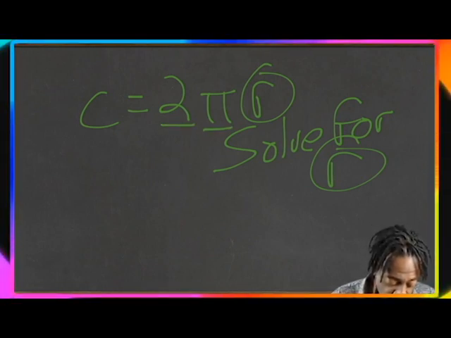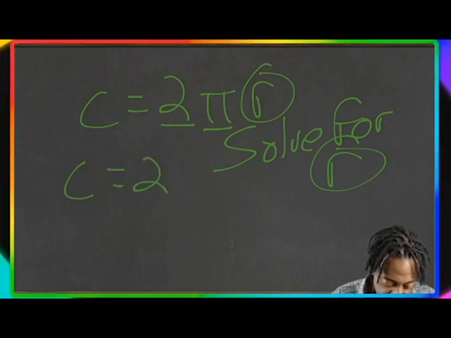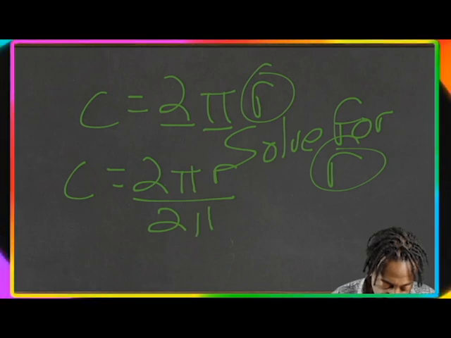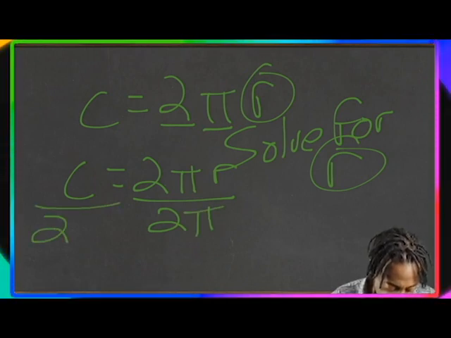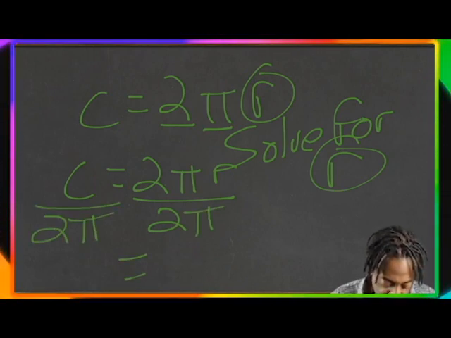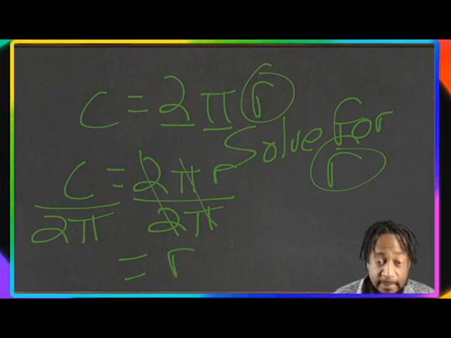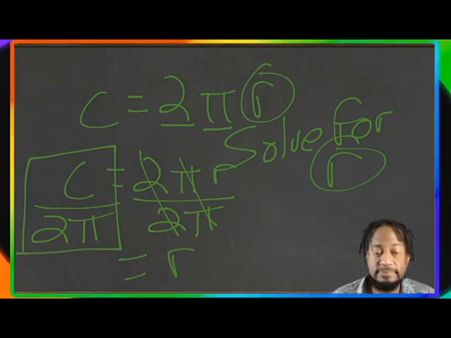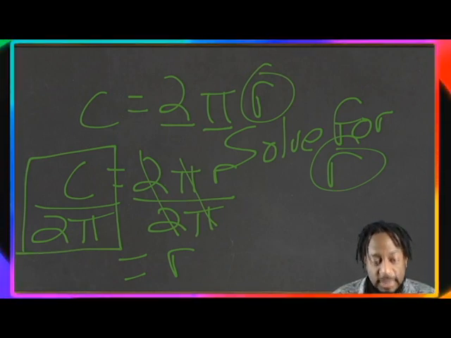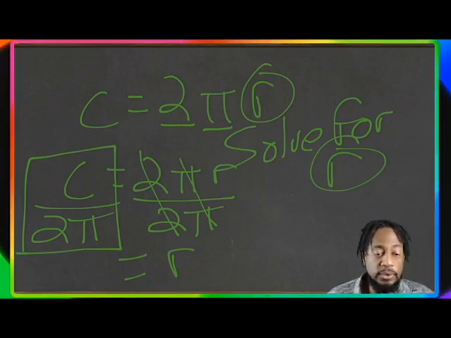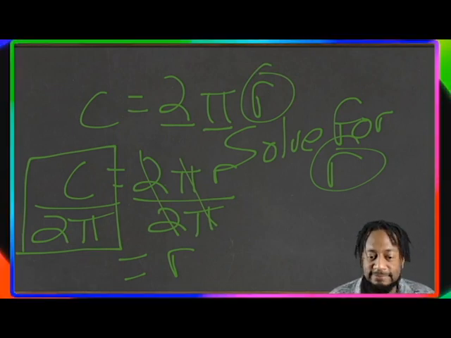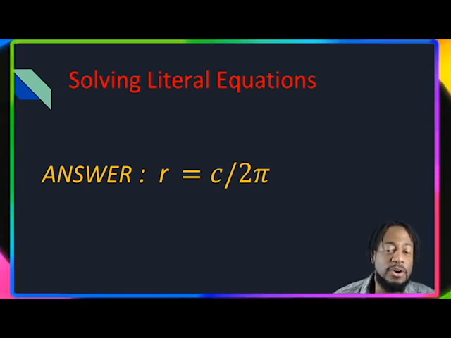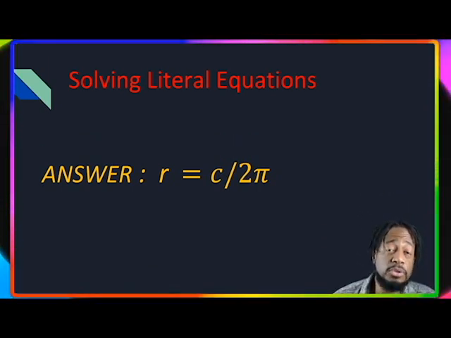Can we do that in one step? We sure can. 2 pi R. We're going to divide by what? 2 pi on both sides. Divide by 2 pi. That will cancel this side and get R by itself. What do we have left? C over 2 pi. That's it. All right, here you go. The answer, R is equal to C over 2 pi.